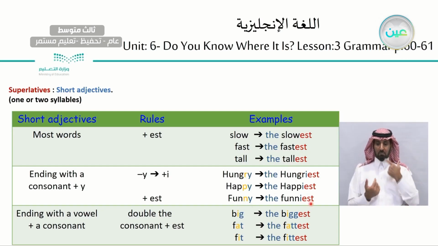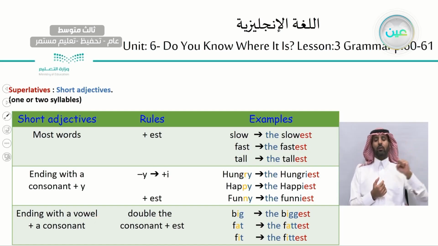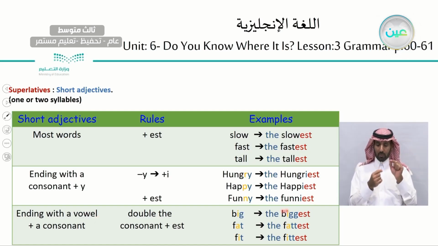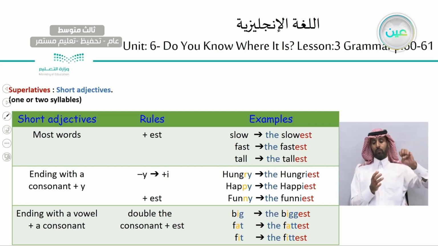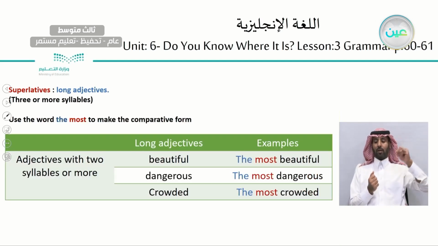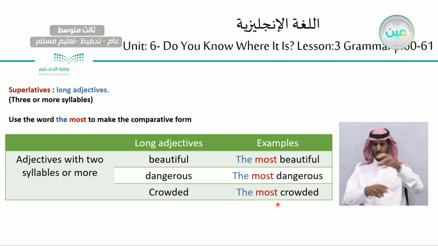Funny, the funniest, okay? Ending with a vowel and a consonant, the same thing. We double the consonant, and then we add est. Big, the biggest. Fat, the fattest. Fit, the fittest, okay? With the long adjectives, what do we do? We add the most to make the superlative form when we're comparing between three or more, with adjectives of two syllables or more. Beautiful, the most beautiful. Dangerous, the most dangerous. Crowded, the most crowded, okay?